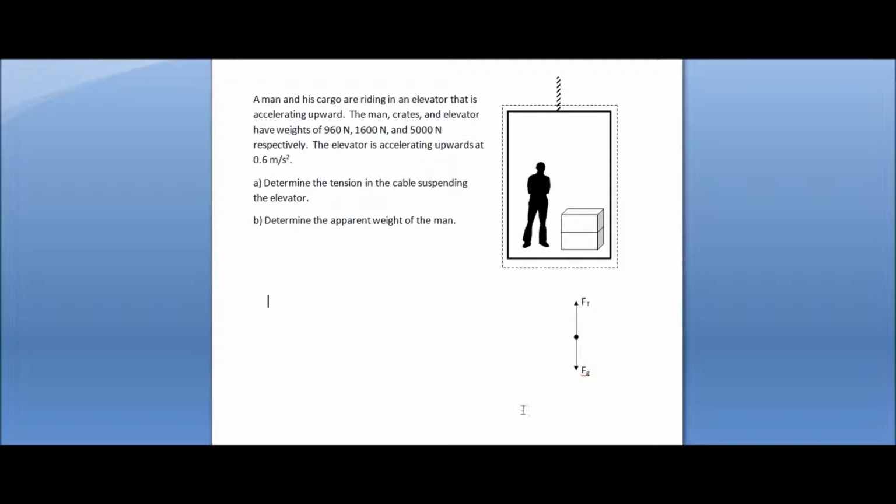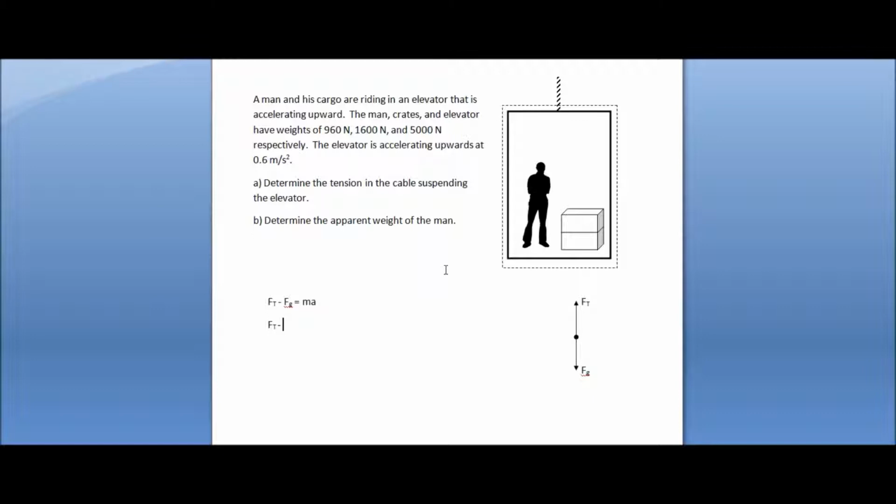So let's create a force equation from our free body diagram. Our up force is the force of tension, and our down force is the force of gravity. If this object was not accelerating, this would equal 0, but it is accelerating. It says so in the problem, so that's going to be equal to mass times acceleration. The force of tension is unknown, and the force of gravity is, well, this is the man, that's the crates, and that's the elevator, so all that put together.